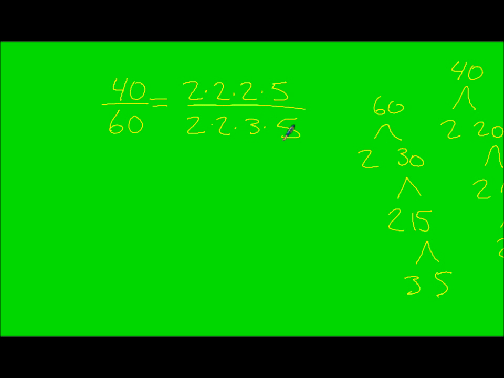So we'll do the same thing we did in the previous problem. If a number shows up on the top and on the bottom, we can cancel, cancel, and cancel. So we're left with 2/3. Okay? So far so good.